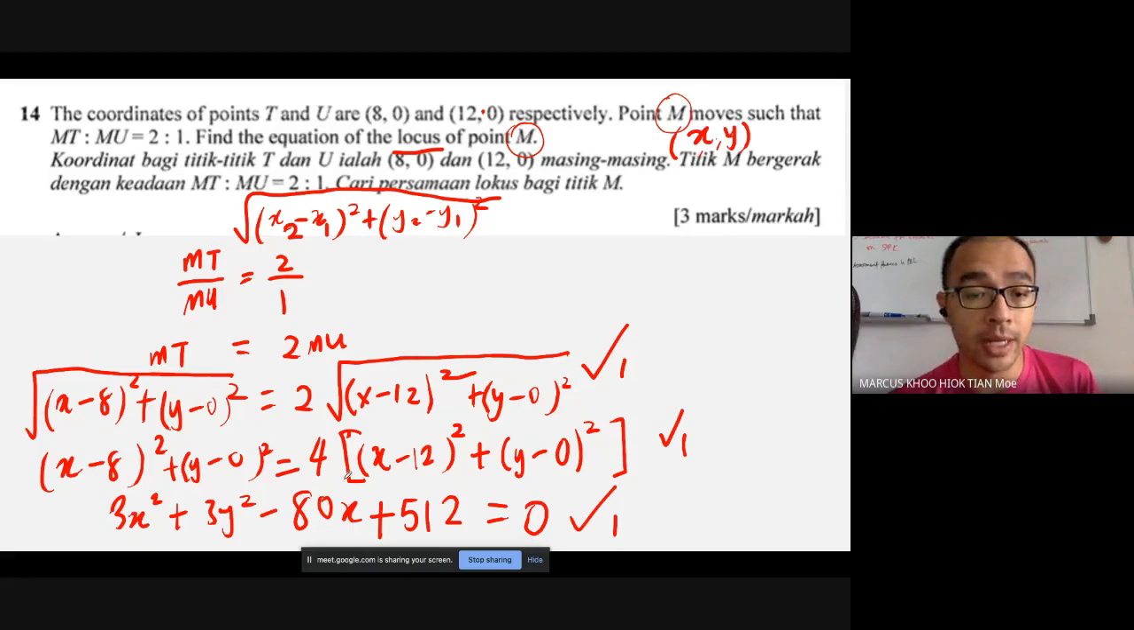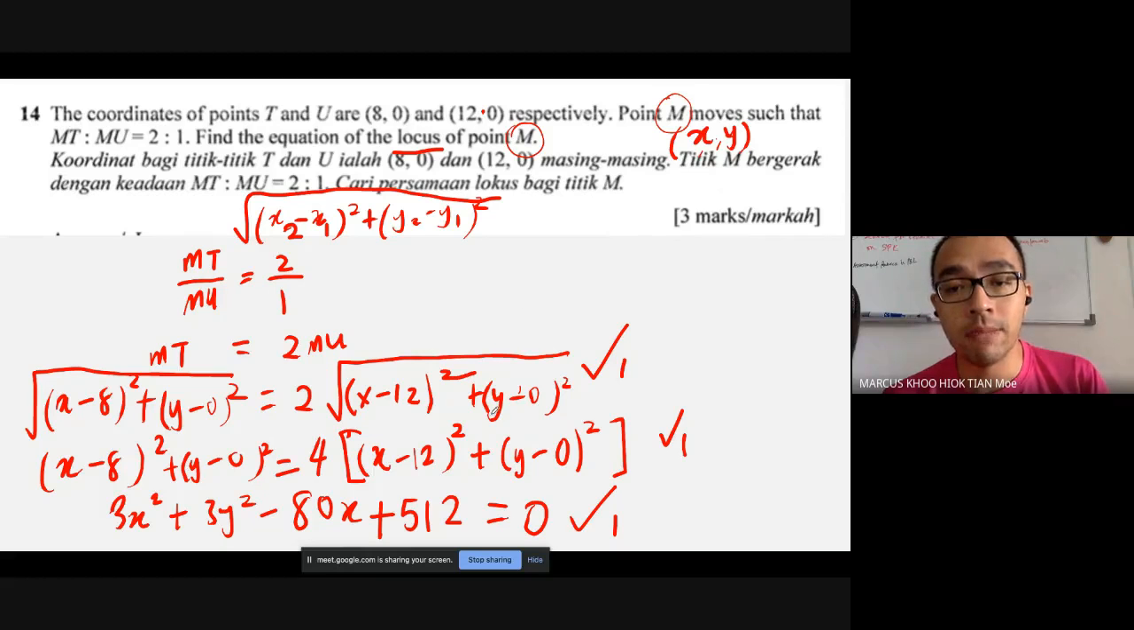Okay, so this is the final answer: 3x squared plus 3y squared minus 80x plus 512 equals 0. As I mentioned in the previous class, once you substitute correctly, the second mark is usually for expanding correctly. But after that, all the long calculations get no marks, because that is Form 3 skill. So it is not qualified if it is just a skill.